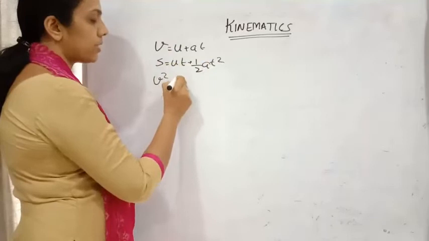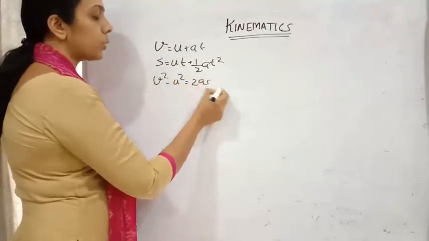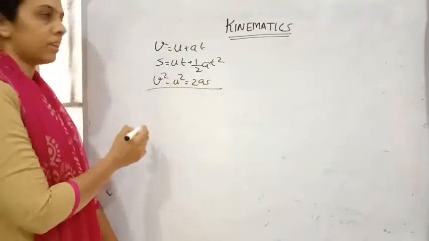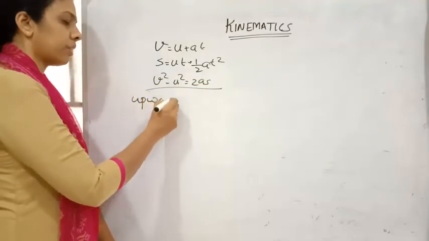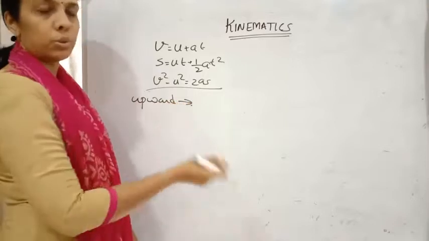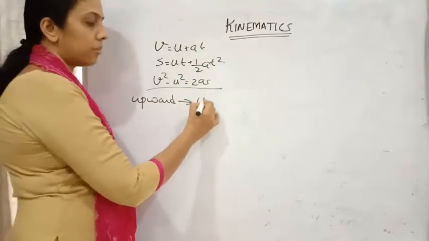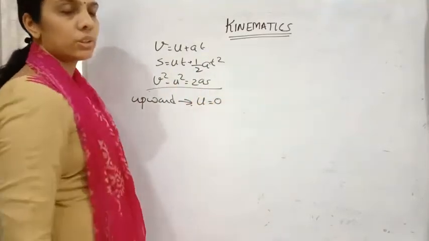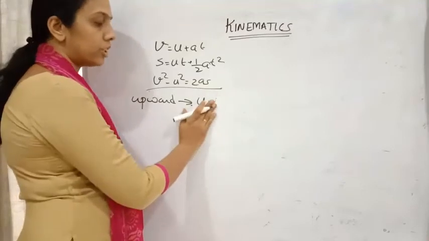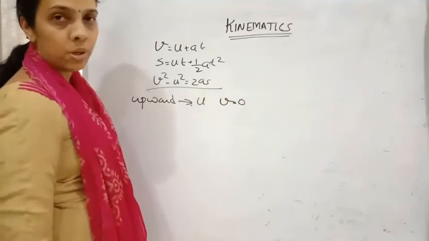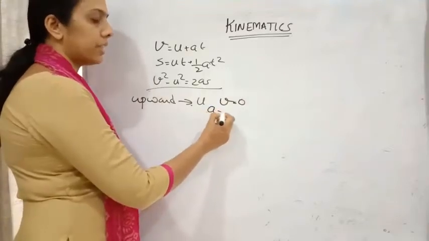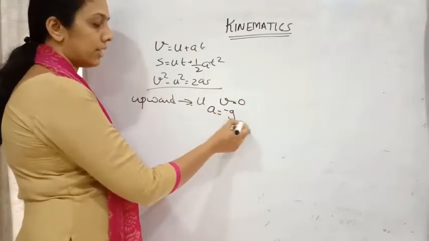If we are throwing an object in the upward direction, it will have an initial velocity that won't be equal to 0, but the final velocity will become equal to 0. Acceleration will be equal to minus g at that time.